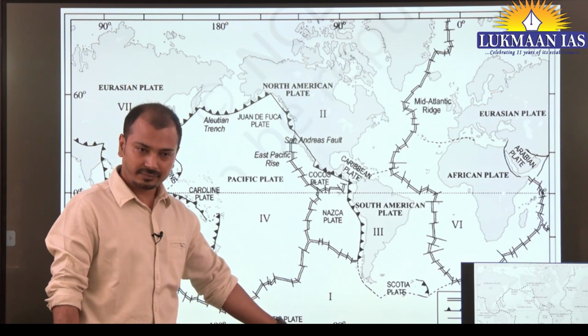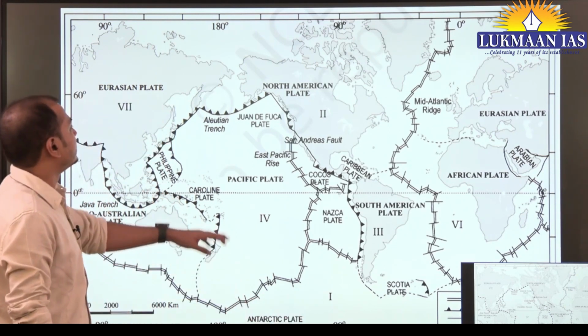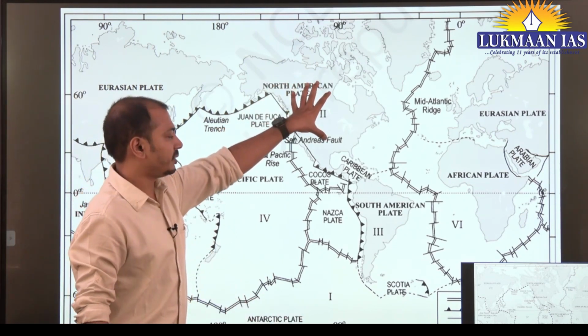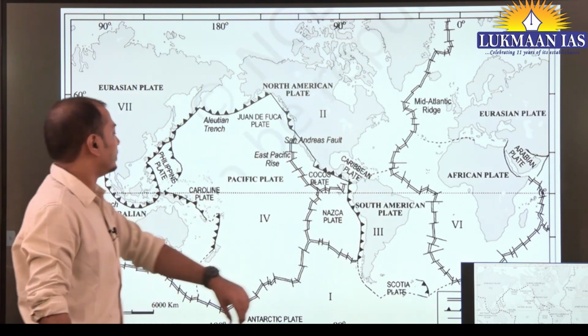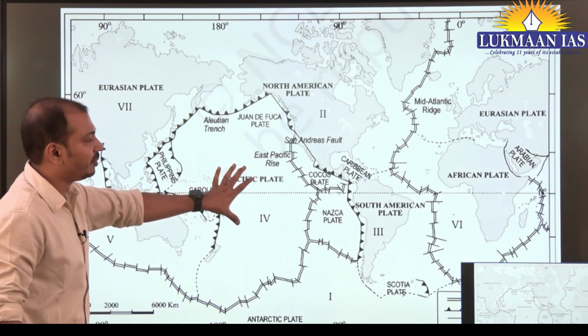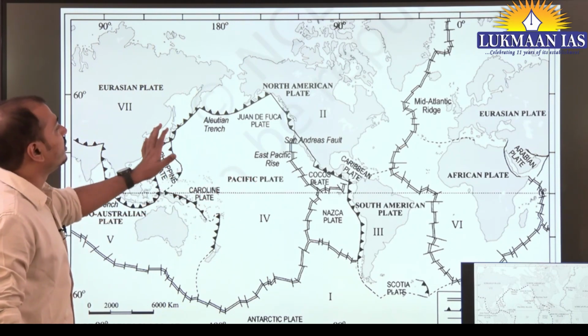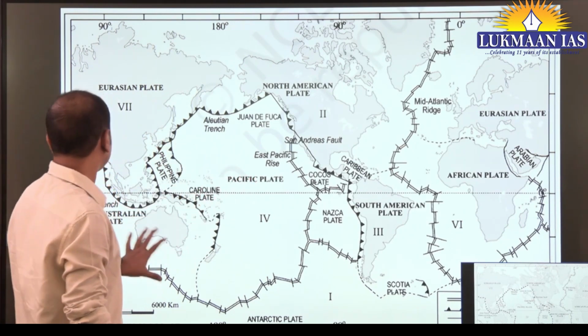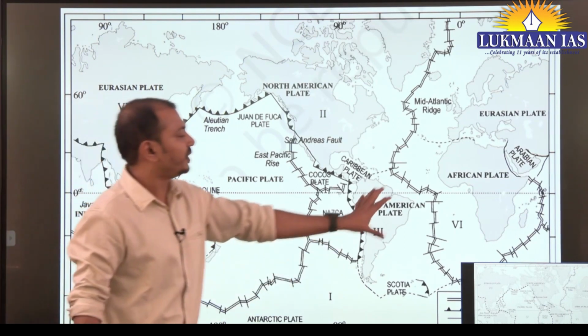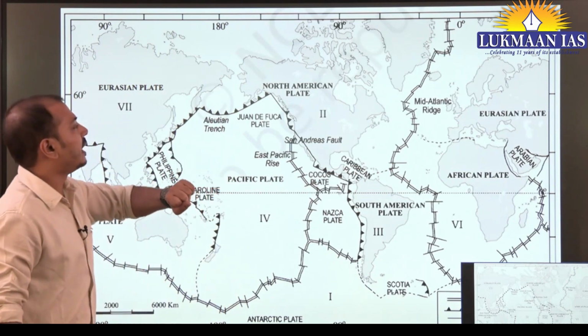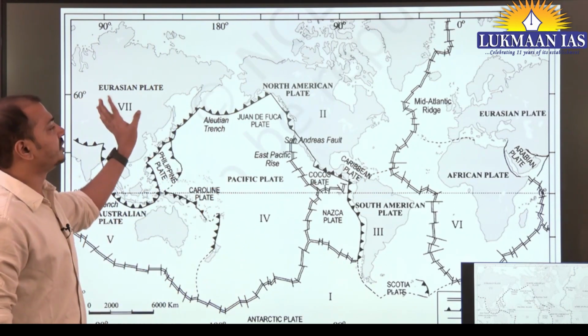Antarctic plate, first one. Then second one, North American plate. Third one, South American plate. Then fourth one, Pacific plate. Then Indo-Australian plate, fifth one. Then there is African plate, sixth one, and seventh one is Eurasian plate.